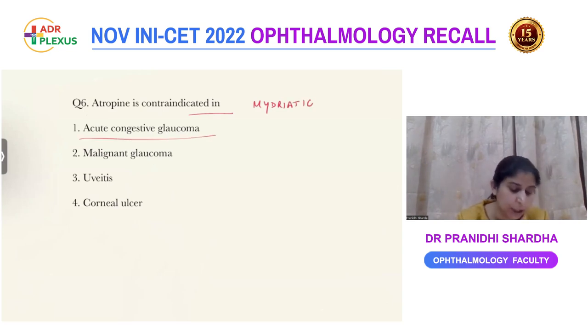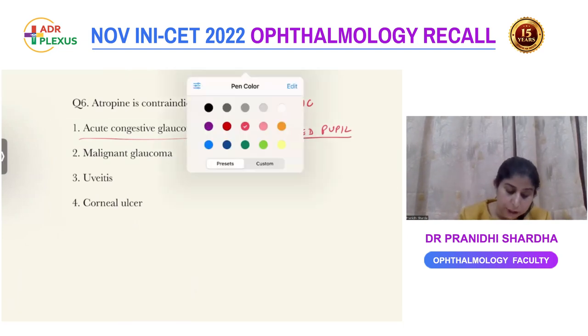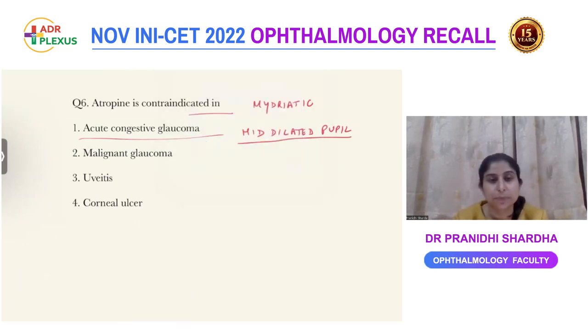The first option is acute congestive glaucoma, that is the angle closure glaucoma. That is the newer term used for acute congestive glaucoma. Now we know that an attack of angle closure glaucoma always occurs in a mid-dilated pupil. A mid-dilated pupil causes the attack of acute angle closure.